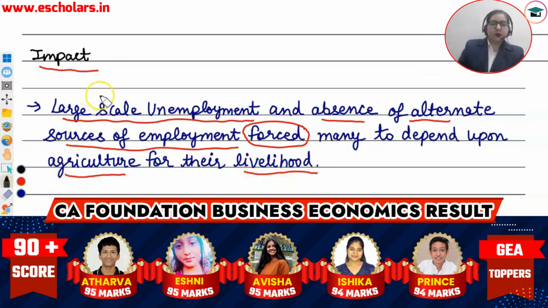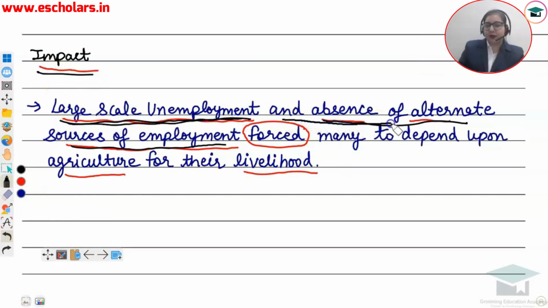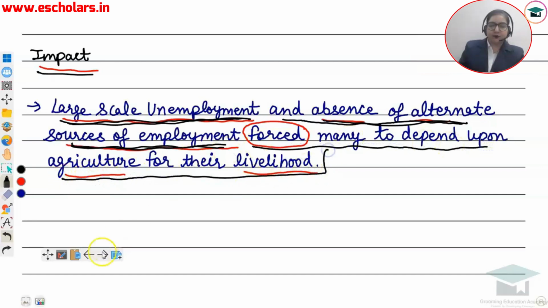Okay. So in other words, we can say that de-industrialization of Indian handicraft industries led to large scale unemployment, and there was absence of alternate sources of employment in the economy, which forced the people to move into the agriculture sector, and it basically increased the disguised unemployment in the agriculture sector also. So let's recall it till now. Impact: large scale unemployment and absence of alternate sources of employment forced many to depend upon agriculture for their livelihood.